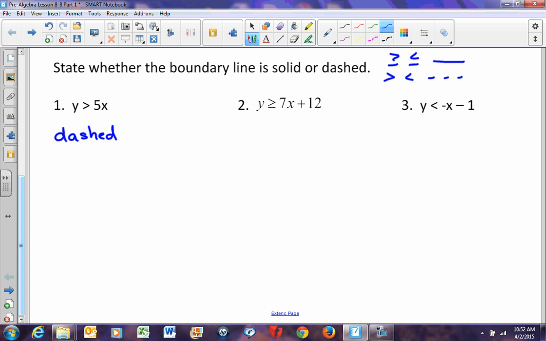In equation 2 here, we have y is greater than or equal to 7x plus 12. It has the equal to symbol right here. Therefore, it will be a solid line. Number 3, y is less than negative x minus 1. Since that inequality symbol does not have the equal to sign, this is a dashed line. Simple as that. You just need to remember to make your lines dashed or solid.